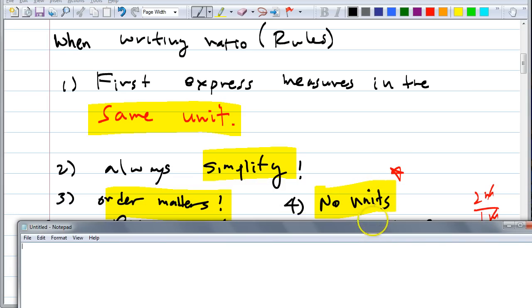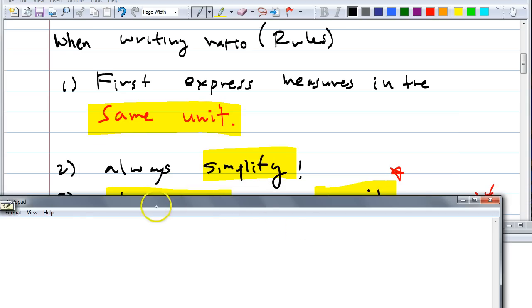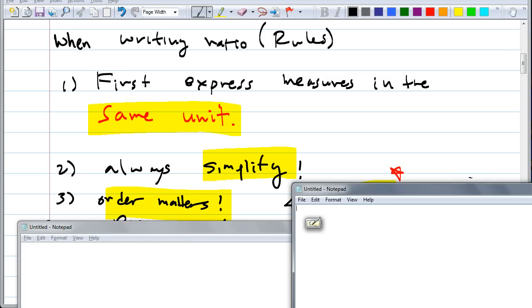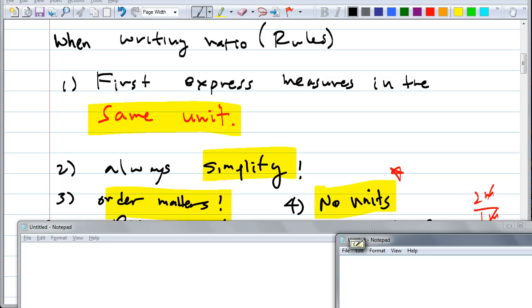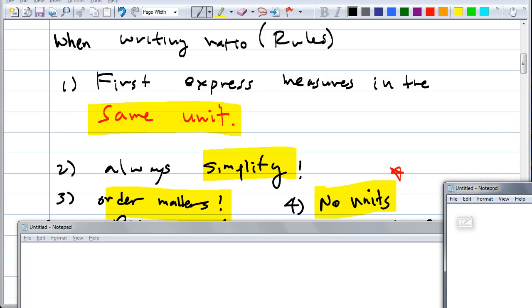Third rule is that order matters. In other words, like the ratio of 2 to 1 was boys to girls, right? If the ratio of boys to girls was 2 to 1, which one do you have more of, boys or girls? Boys. If the ratio was 2 to 1, you have more boys, right? That would be different than 1 to 2. Does that make sense? The order matters. And lastly, write this down: no units. When you represent ratios, do not have units. So you cannot write 2 meters to 1 meter or something like that.